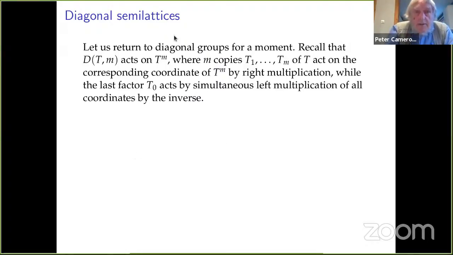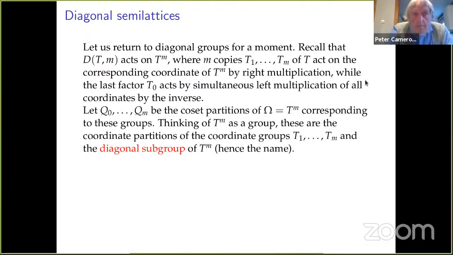The diagonal group acts on T to the M, and you remember that we have M copies of T acting by right multiplication and an additional factor T0 acting by simultaneous left multiplication. So I'm going to take all the coset partitions of these M plus one subgroups. So I've got T1 to TM and T0, and they're subgroups of T to the M. So they will have coset partitions.